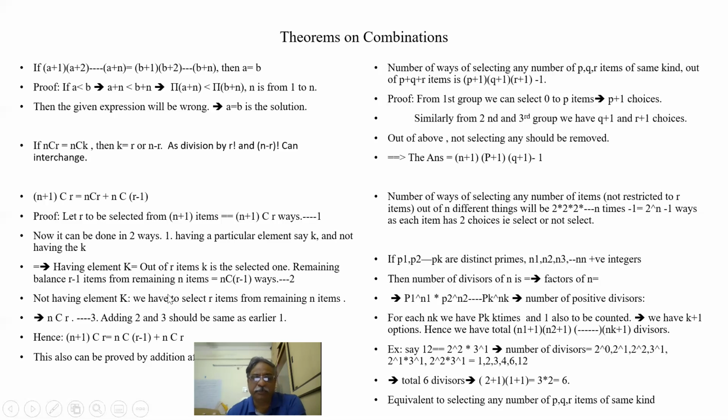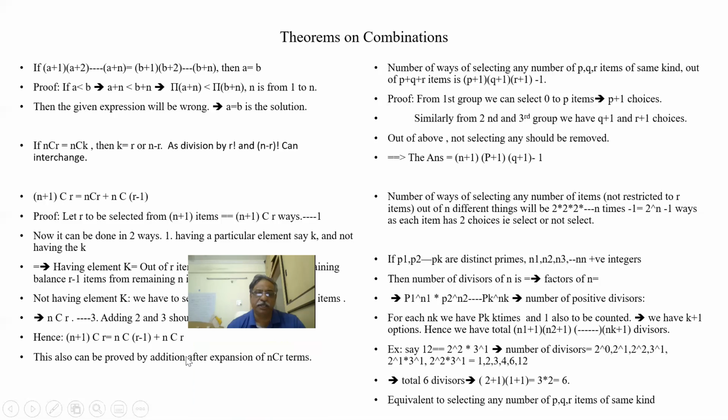N plus 1, that item is removed, becomes N. So I have to select R items from N. Here it contains that item. So R, already one item selected, R minus 1. N plus 1, already one item selected, N are remaining. So NC R minus 1. So N plus 1 CR is equal to, including that item or excluding that item, both possibilities. I have to select R items. In R, it can have that K, it need not have that K. That can be present. And also this can be proved by expansion of NCR terms.